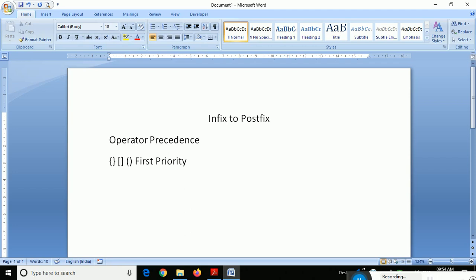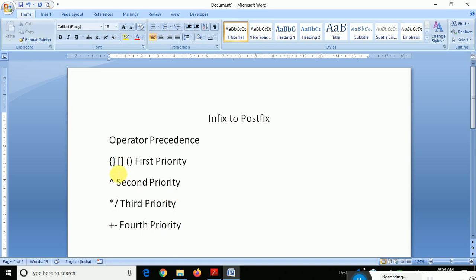The next one is the second priority. The third one is star and slash, this is the third priority. And the last one, plus and minus, that is the fourth priority. So before going to infix to postfix, you understood about this priority.